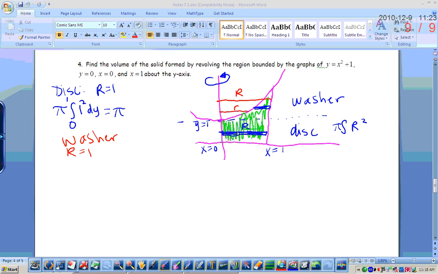So what's the length of little r? Right minus left. Okay, it's the square root of y minus 1, because when you do right minus left, you have to solve your equations for x. And it's going to be the positive one.